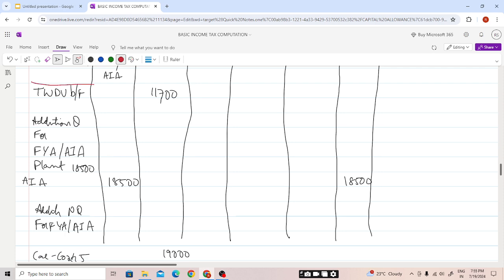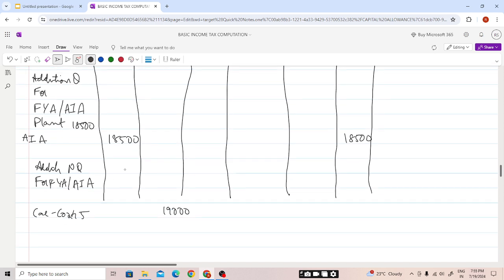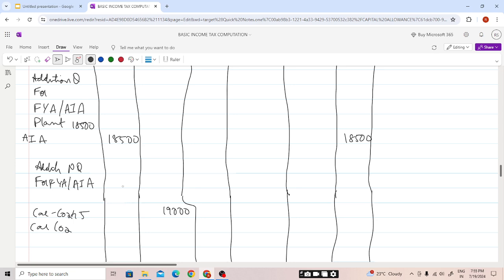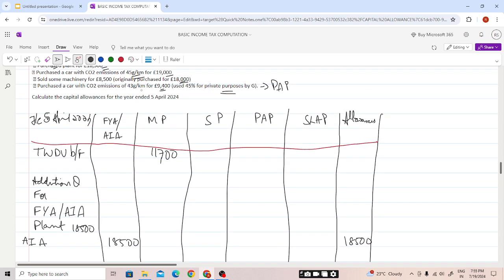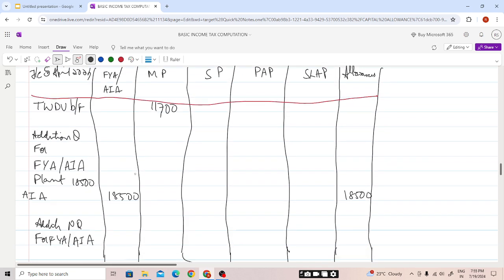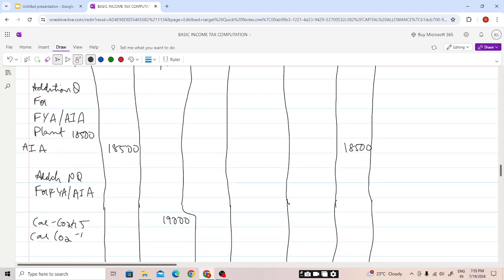I hope this is clear, students, the format. Now, additions which do not qualify for the students. Now, the car with CO2 emission of 43, but it is private use as mentioned by me.